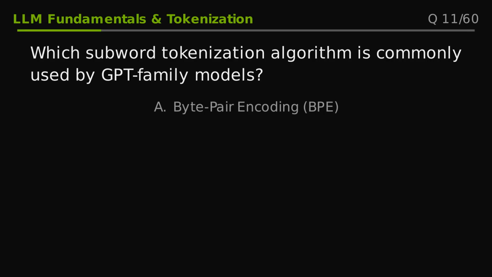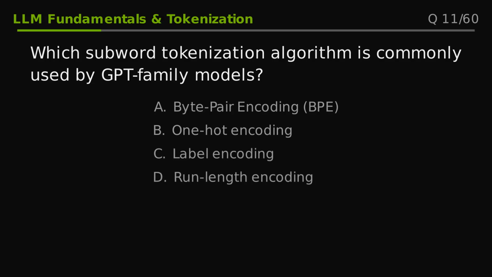Option A. Byte pair encoding. Option B. One-hot encoding. Option C. Label encoding. Option D. Run length encoding.